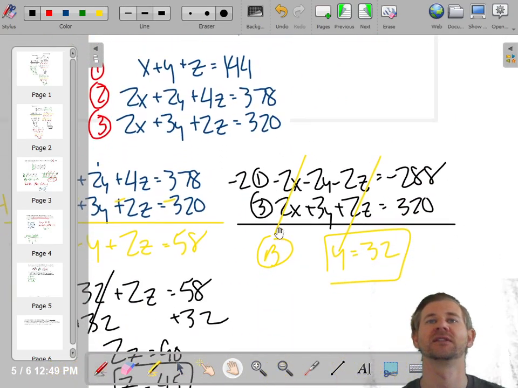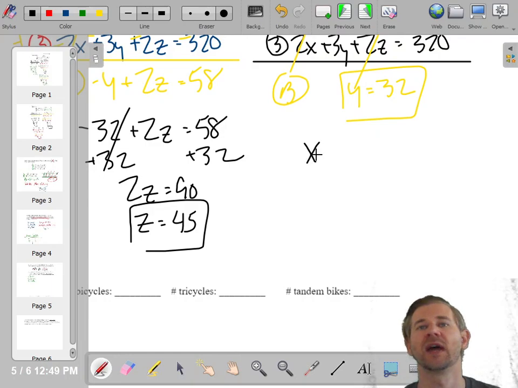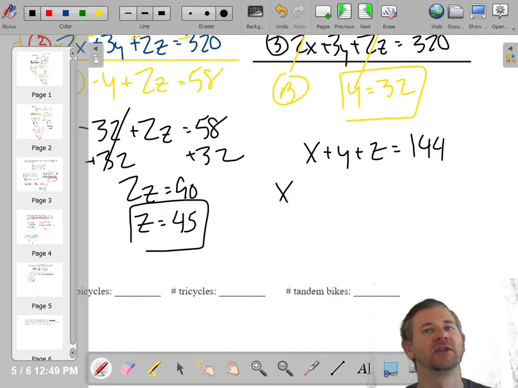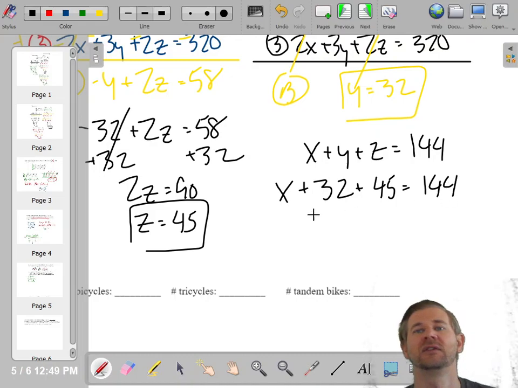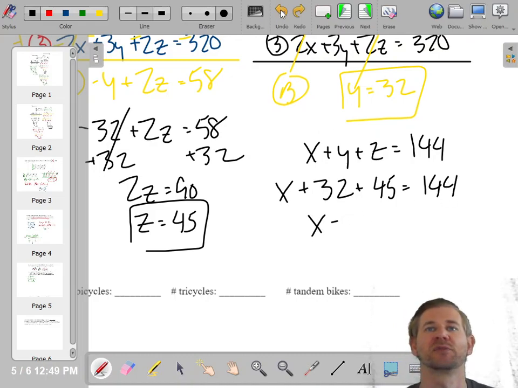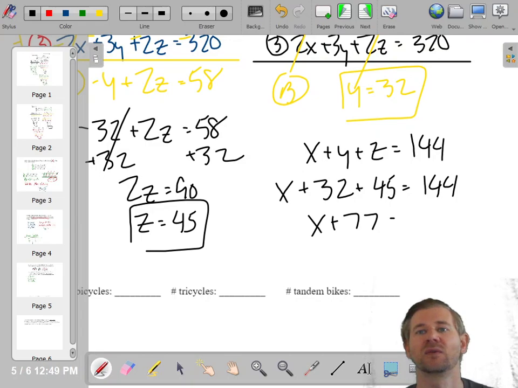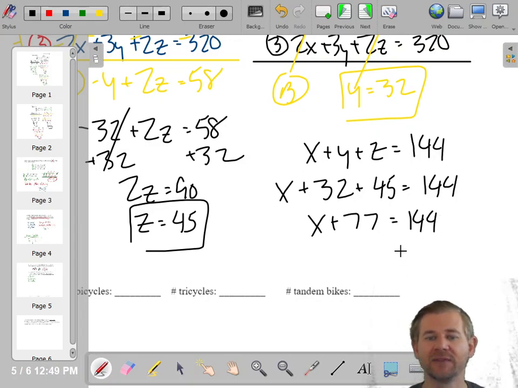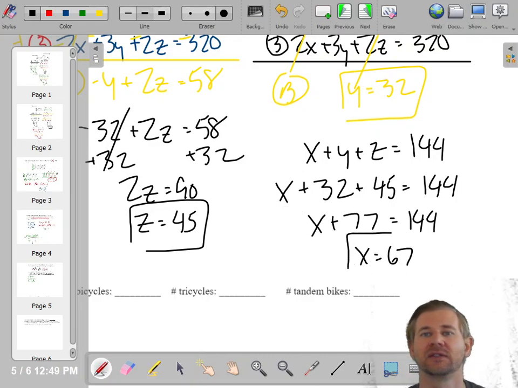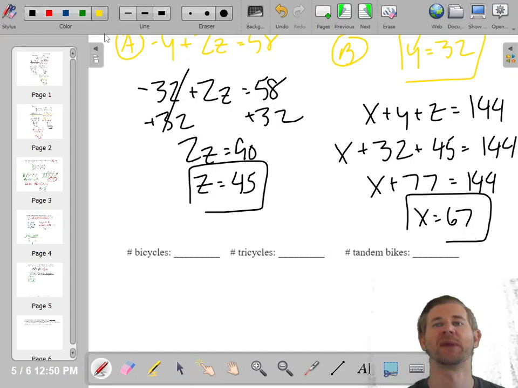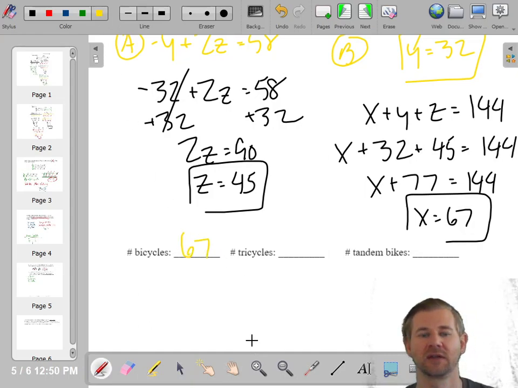I think the first equation is the best because they add up to 144. So x plus y plus z has to be 144 because we know that's how many handlebars there are. I don't know x. I know y. I know z. And I just need to combine some like terms. That's x plus 77 equals 144. And if you subtract, 144 minus 77 is 67. Okay, so we have number of bicycles, x, 67. Number of tricycles, y, 32. And the number of tandem bikes, z, is 45.